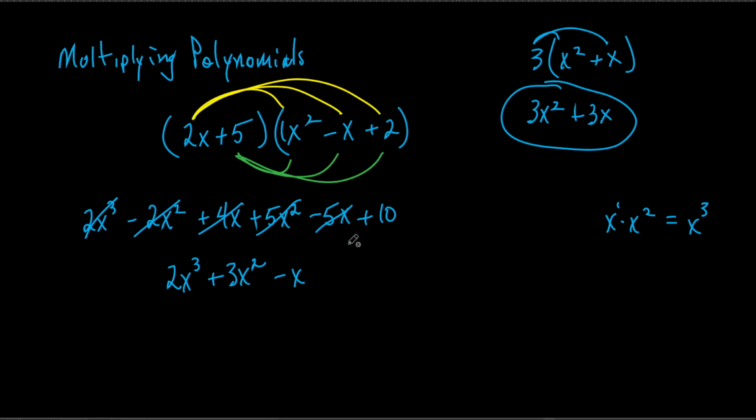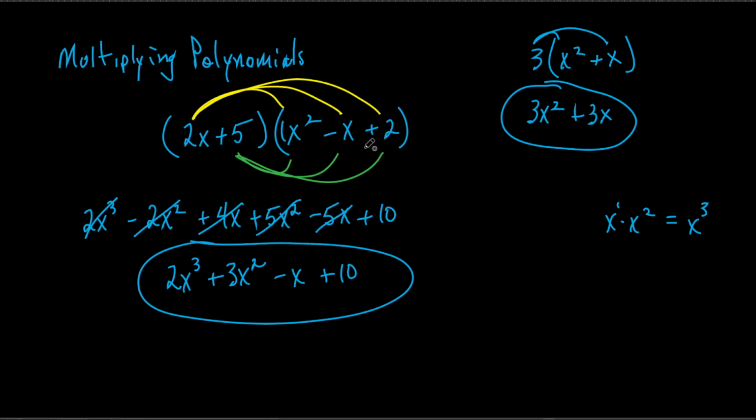And then what else do we have? We marked off everything else. The only thing we have left is the positive 10. So we put a plus 10, and that's it. Pretty simple, I think. I don't know. Maybe because I'm the teacher, maybe. That's not too bad, is it? Just take everything inside of here, multiply it by everything inside of here. Add up all your like terms, bang, you're done.